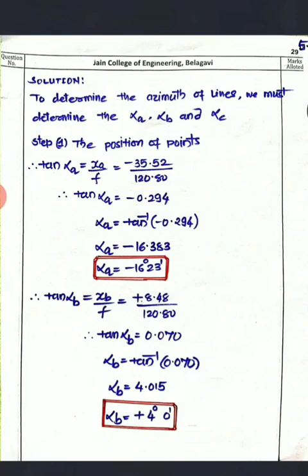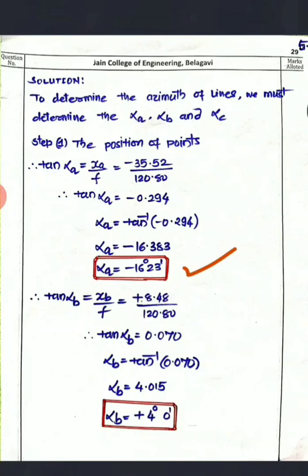You will be having tan alpha A is equal to minus 0.294, where alpha A is equal to tan inverse of minus 0.294, then alpha A is equal to minus 16.383. Now you will be having a button there on your calculator to convert the value into degrees and minutes. As you press that, you will be getting 16 degree 23 minutes.